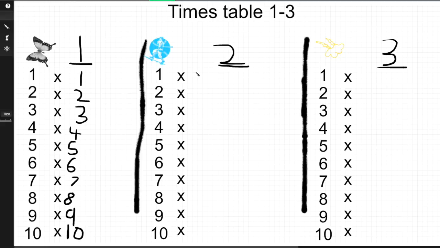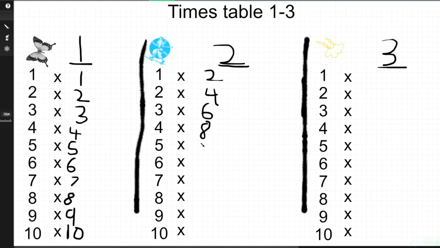A trick for the 2 is to just double the amount. If you have 1, you say 2; if you have 2, you say 4; if you have 3, you say 6. So that's another method for it. Why don't we try that out? What's the double of 1? That's 2, right? So we'll write 2 there. The double of 2 is 4, so we'll write 4. And 3 is 6.